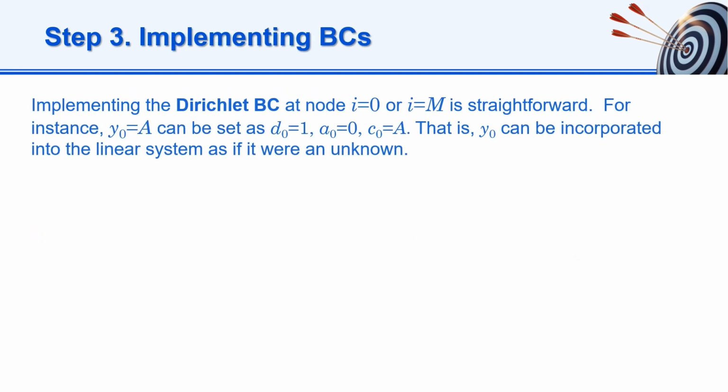Implementing the Dirichlet boundary condition at node i equals 0 or i equals m is straightforward. For instance, y0 equals a can be set as d0 equals 1, a0 equals 0, c0 equals a. That is, y0 can be incorporated into the linear system as if it were an unknown.